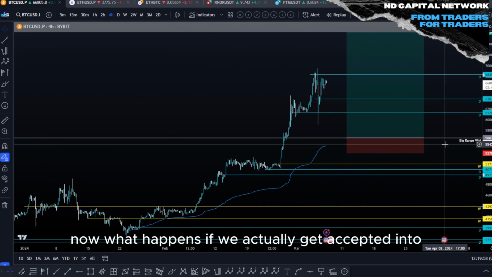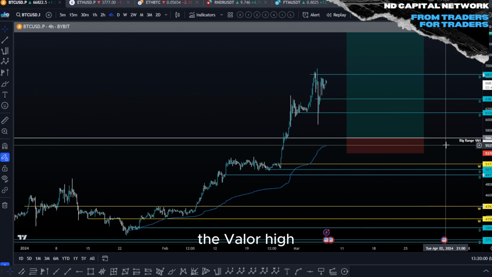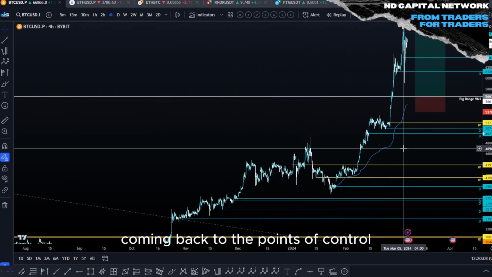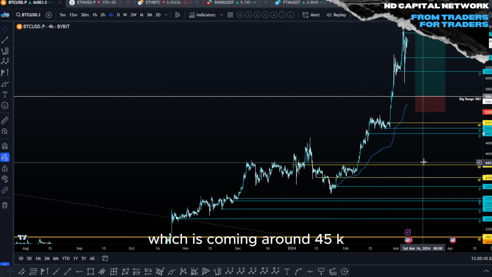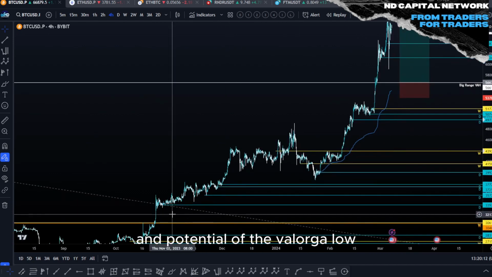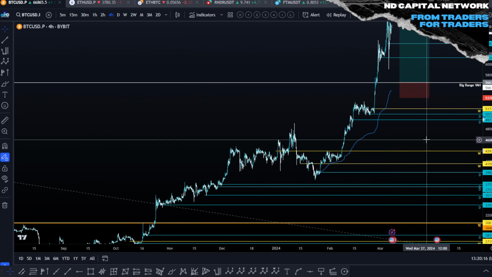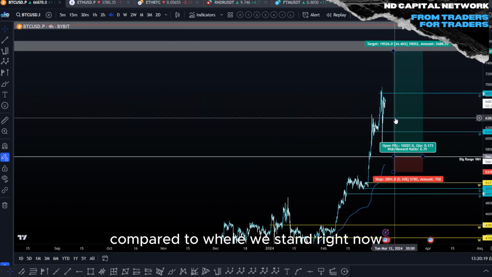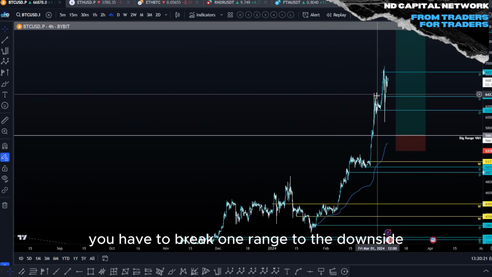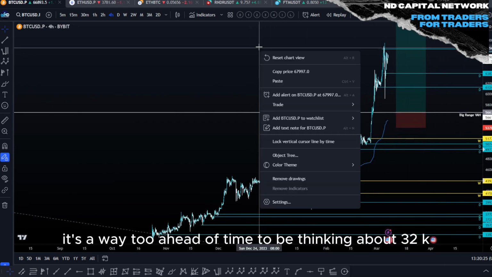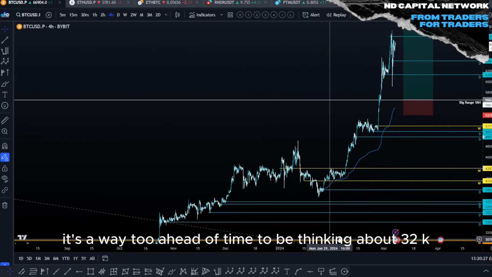Now, what happens if we actually get accepted into the value area high? It's not gonna be a very bullish thing, because it could signify a whole other rotation, coming back to the point of control, which is around 45k, and potentially the value area low, which is down at 32k, which is way too low compared to where we stand right now. You have to break one range to the downside, you have to break a second range to the downside. It's way too far ahead of time to be thinking about 32k.